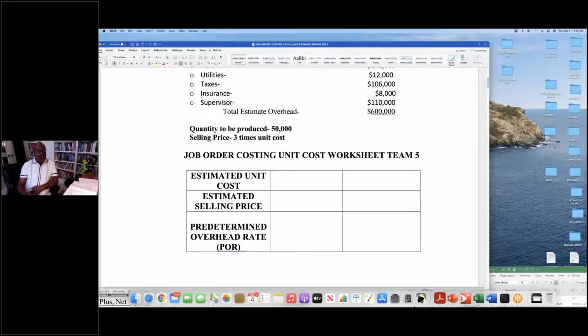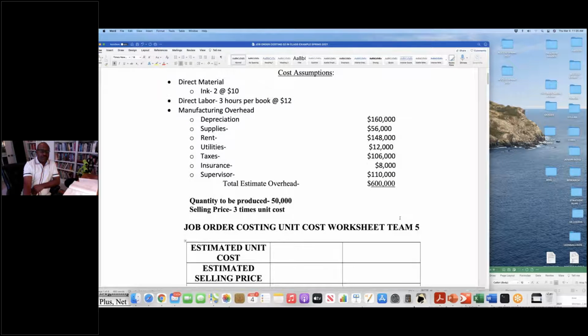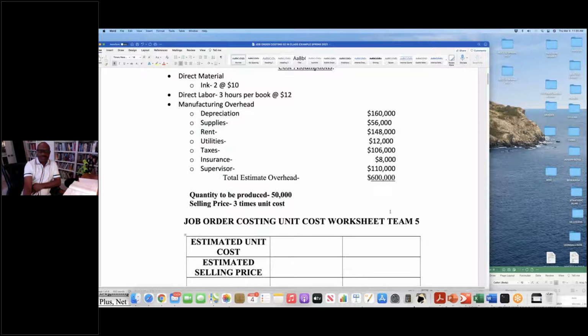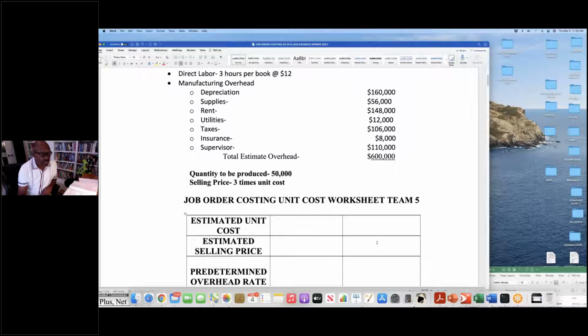Okay, so back to Team 5. Team 5 explained to me the calculation of estimated unit cost, estimated selling price, predetermined overhead rate. Explain this to me. Assume someone was not here last time. Show them how we got these numbers for estimated unit cost, estimated selling price, predetermined overhead.